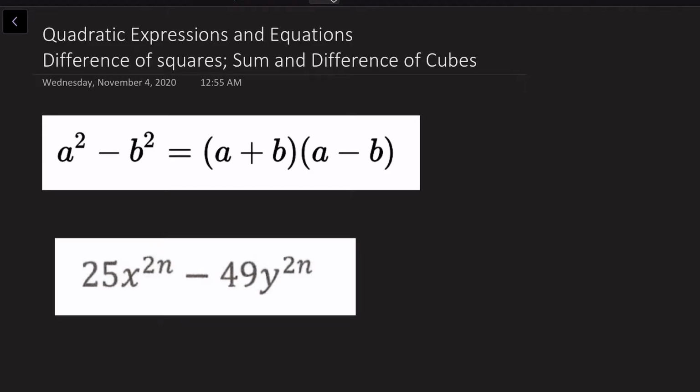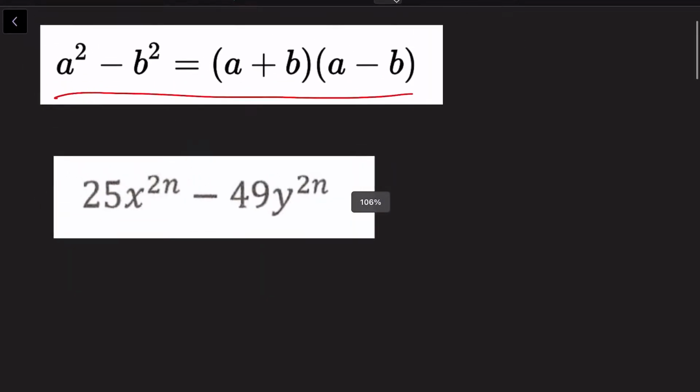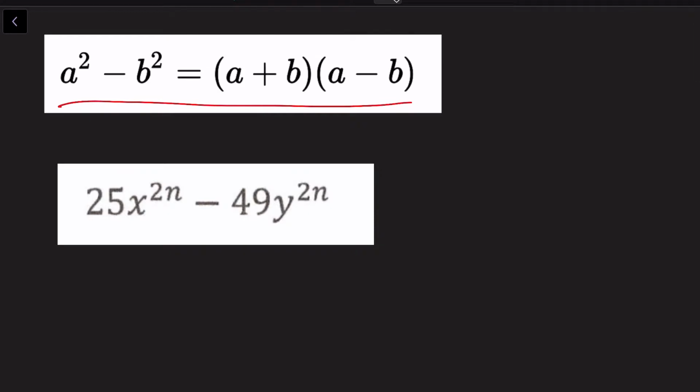Quadratic expressions and equations. Difference of squares, sum of cubes, and difference of cubes. This first one, we're going to look at the difference of squares. Now, the difference of squares formula is right here. And what it states is that a squared minus b squared is equal to a plus b times a minus b. For this first problem, we have 25x to the 2n minus 49y to the 2n.